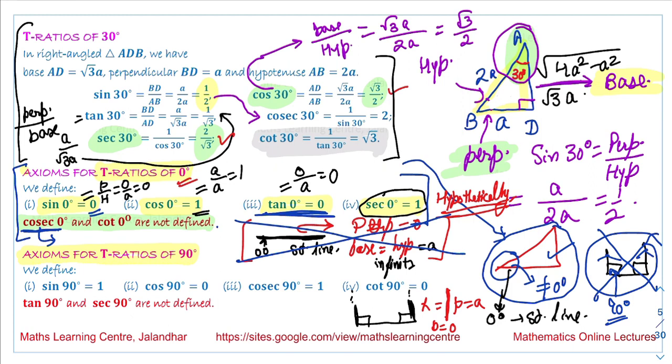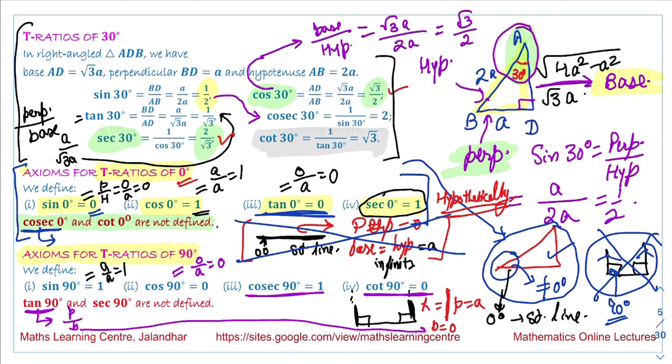So what is the value of sine 90? It is perpendicular over hypotenuse, that is a over a, which is equal to 1. What is cos 90 degree? It is base over hypotenuse, which is 0. Similarly, we can calculate the value of cosecant and cot. When we are talking about tan 90 degree, the formula for tan is perpendicular over base. Base in this case is 0, so tan 90 is not defined. Similarly, secant 90 degree is not defined.